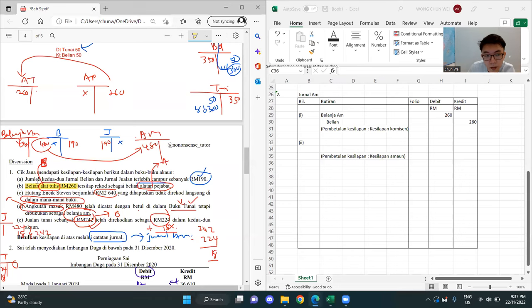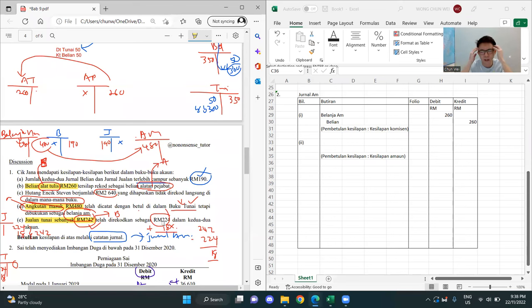So meaning the front one is the correct one. Angkuna masuk, this is what we are supposed to record, tapi we record as belanjaan. Jualan tunai sebanyak 242, tapi telah record sebagai 224. You see not? The tick is always in the front, and the cross, the wrong one, is always at the back.